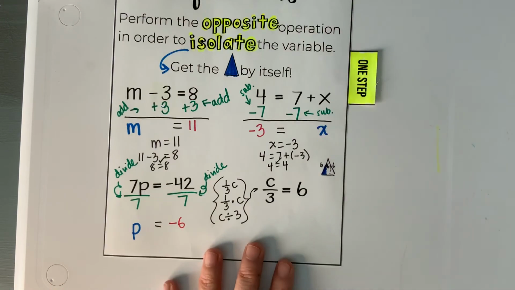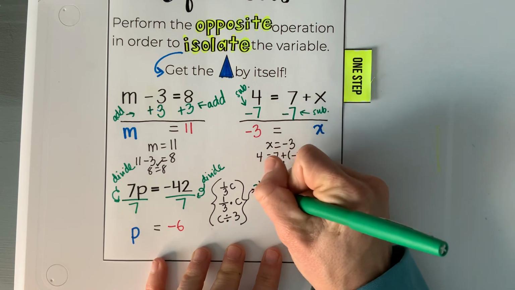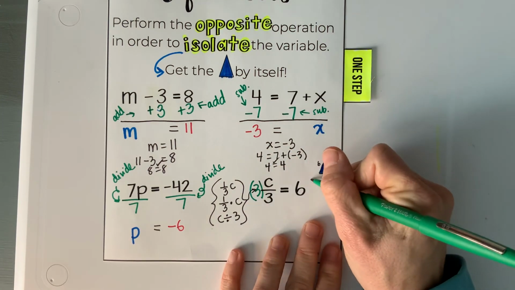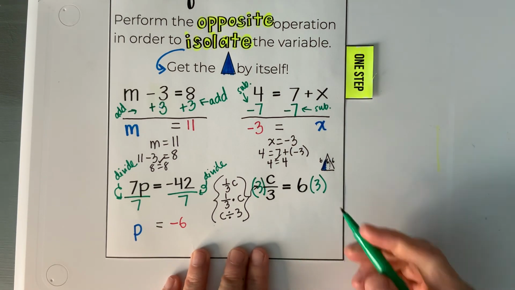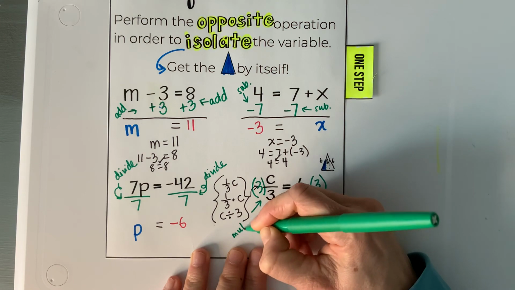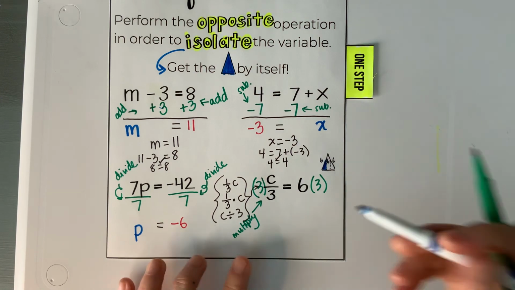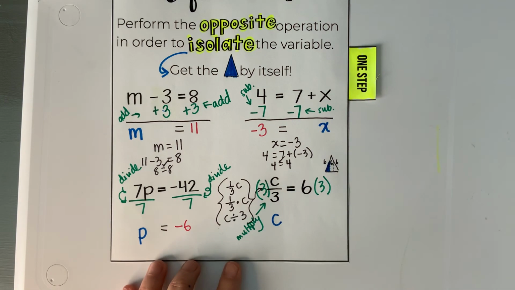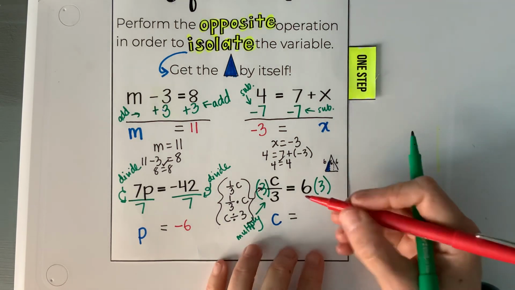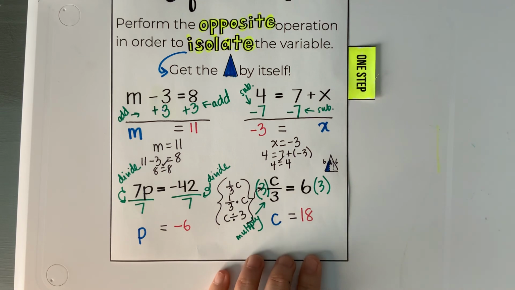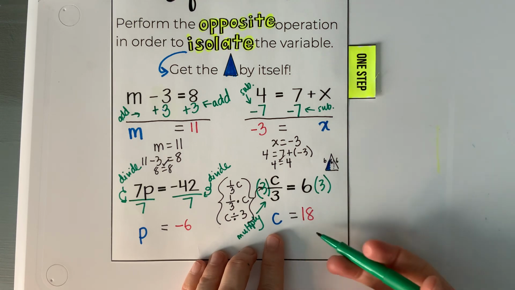But how do I show that algebraically? All right, so I need to undo it. So I'm going to multiply by 3 to that side, and what I do to one side, I need to do to the other. Multiply by 3. Let me write multiply so you don't forget. So that just then gives me c by itself. Okay, and that is equal to 6 times 3, which is 18.